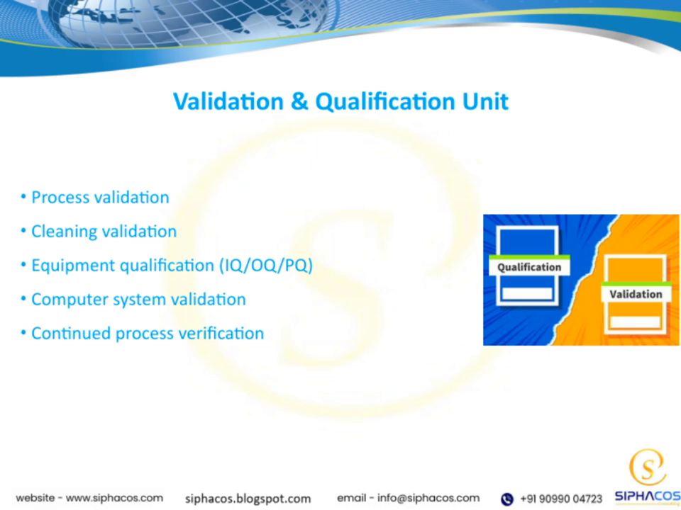Moving on, computer system validation is also vital, especially as we rely more on automation and digital systems. This process ensures that our computer systems are accurate, reliable, and secure, supporting data integrity and compliance. Finally, continued process verification is an ongoing activity that monitors our processes in real time during production. It helps us catch any deviations early, maintain consistent quality, and comply with regulatory expectations.